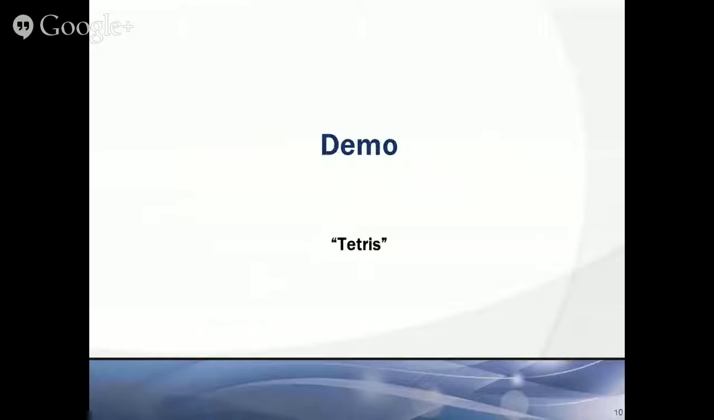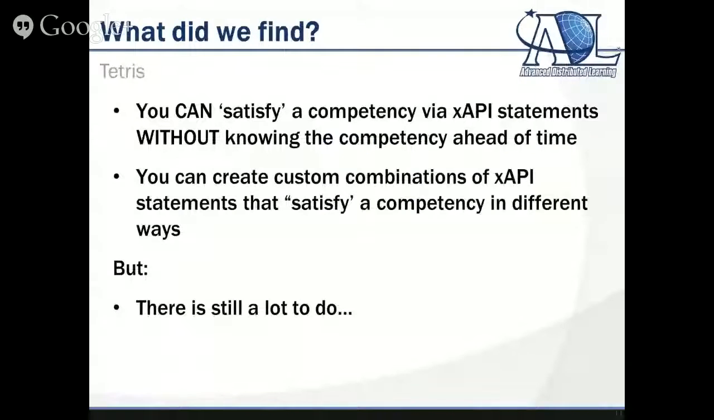Great. So, what did we find? We found in this case that you could satisfy a competency with Experience API statements without knowing about that competency ahead of time. Somebody just created Experience API content, it tracks. They didn't know that it was going to be part of a competency network, or in the case of a YouTube video, it never even knew it was going to be tracked ever.